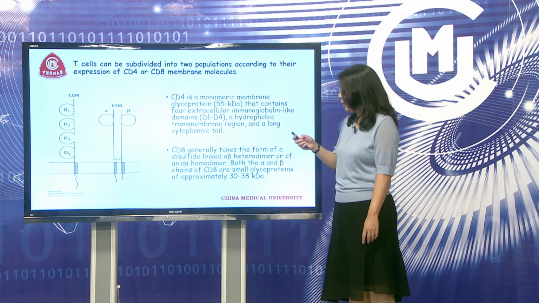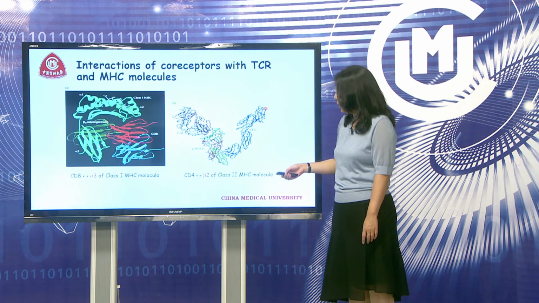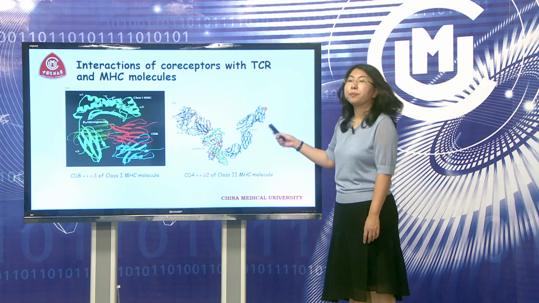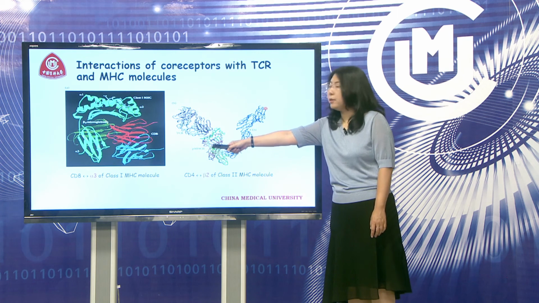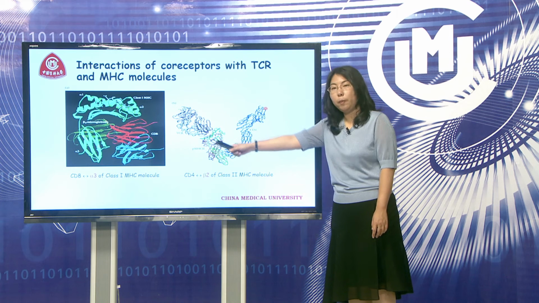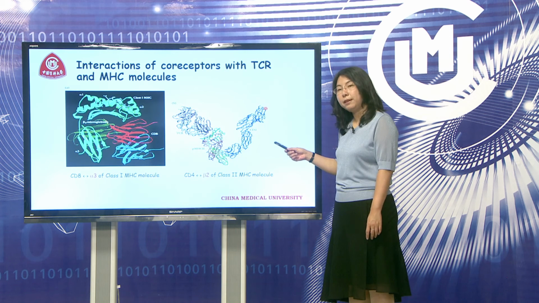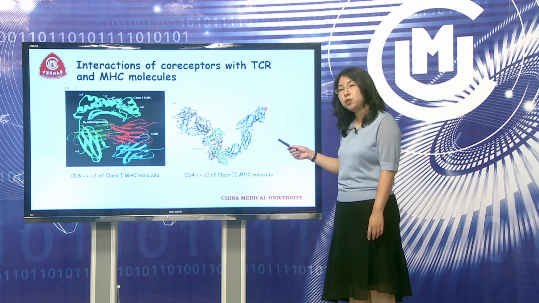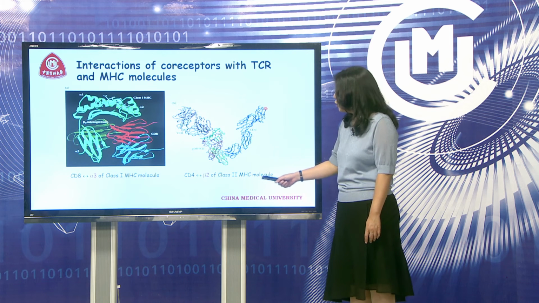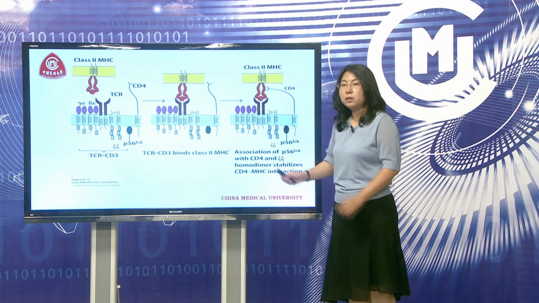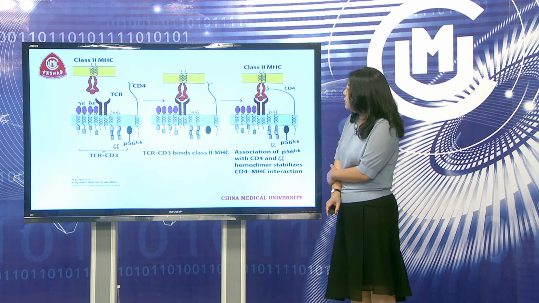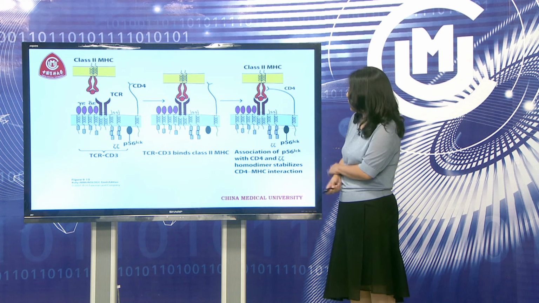So that is C. CD8 binds with the class 1 alpha 3 domain, and CD4 binds with the beta 2 domain of the MHC class 2 molecule. So that's C, the antigen signal transfer into the cell.